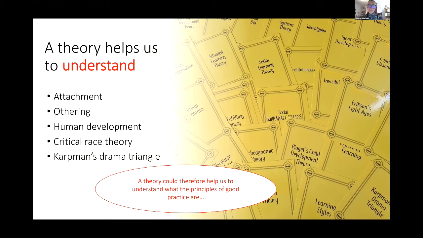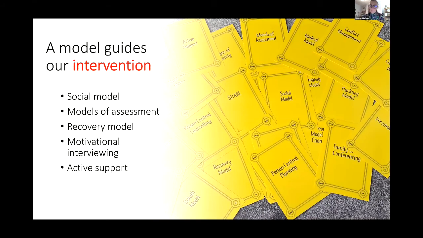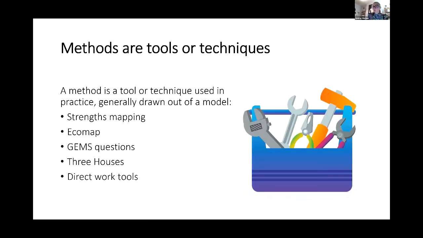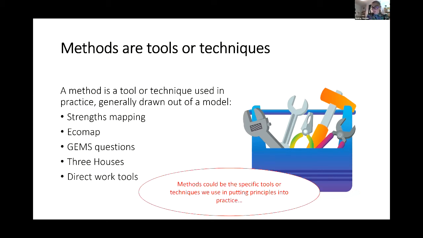Models guide our intervention. Models are about what we actually do in practice. So a model could help us to put the principles into practice. Methods are a specific tool or technique that we use in our practice. So we could use methods as specific techniques to put the principles into practice.